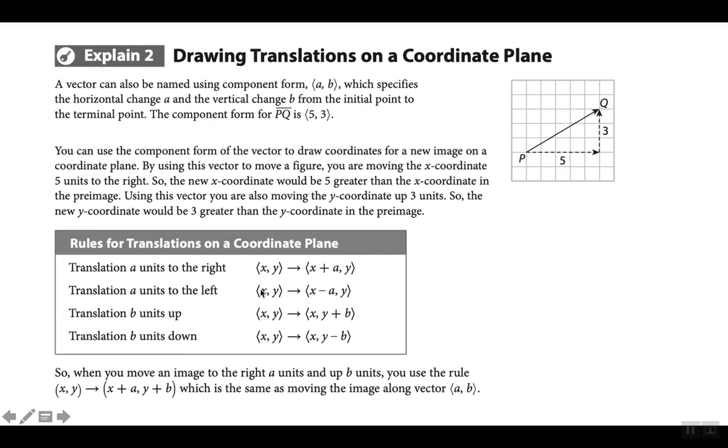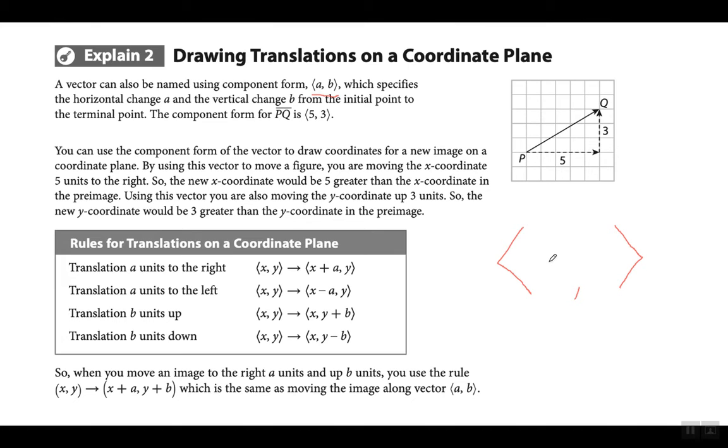It's very simple. As you can see up here, it says a vector can also be named using component form. Sorry for my crooked line. Basically, you're going to write the vector in this form right here. Now notice, on the outside, those are not parentheses. Those are the symbols.